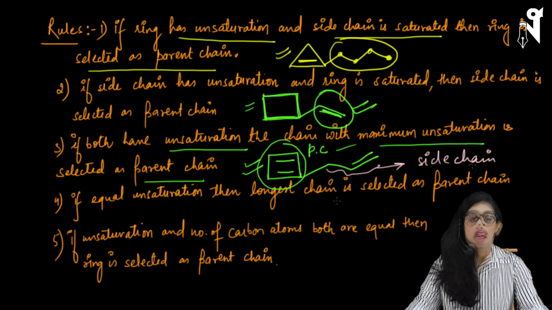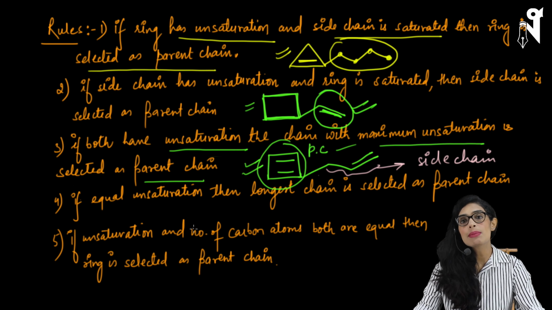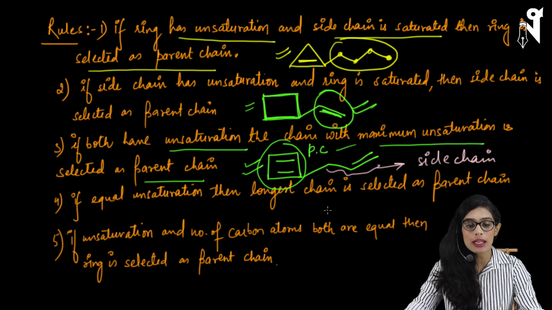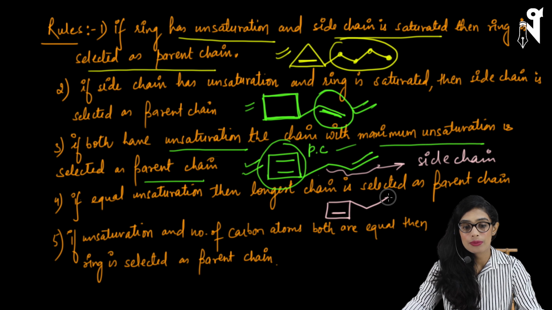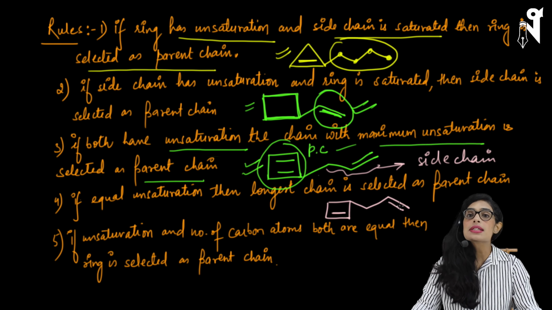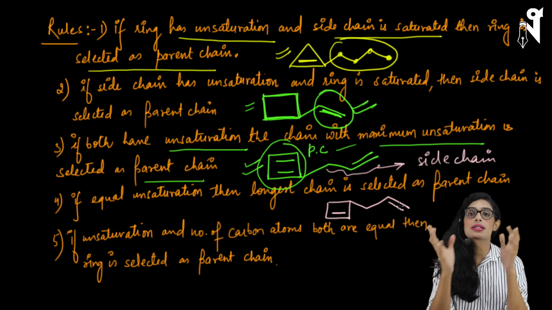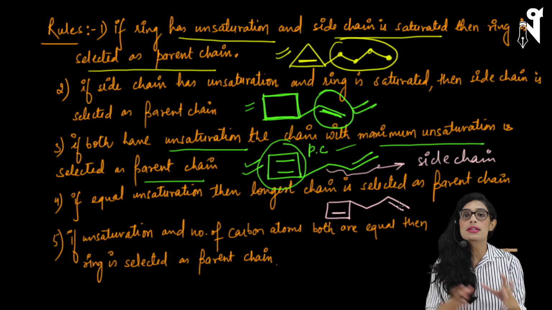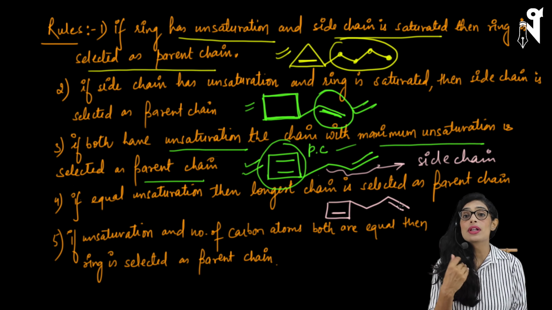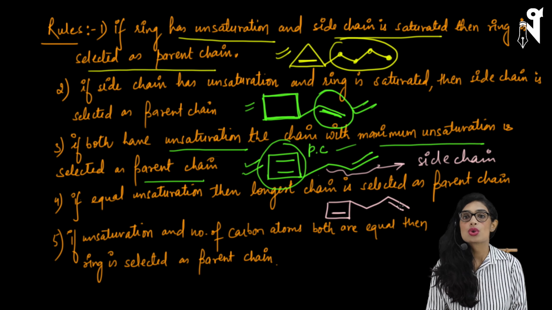Okay. Now, let's say both have the same number of double bonds, so there is no difference in the double bonds. Let me take the same example, but with one double bond. So let's say this is the chain. Now a double bond exists in the side chain also, and a double bond exists in the cyclic chain also. Then we will look at the size of the chain.